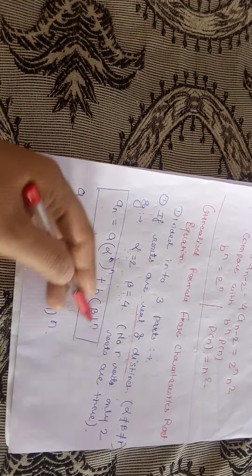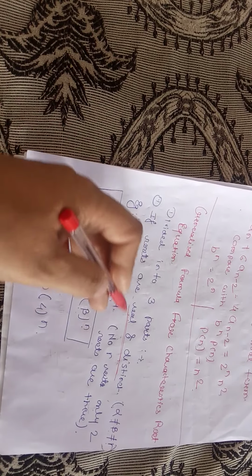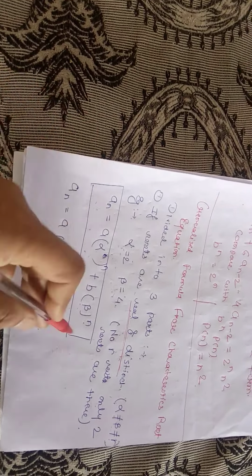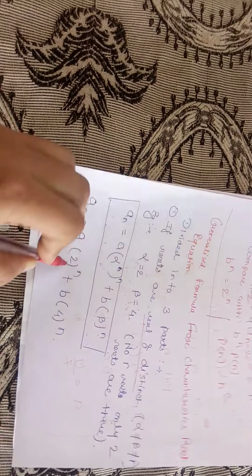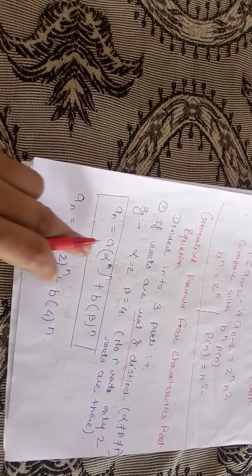Then we can take this example. We can take that example as the first part, that is, roots are real and distinct. So we can take the generalized formula for that root like this. Fine. If I have an example, we can take the values of alpha and beta and put the values in this equation.